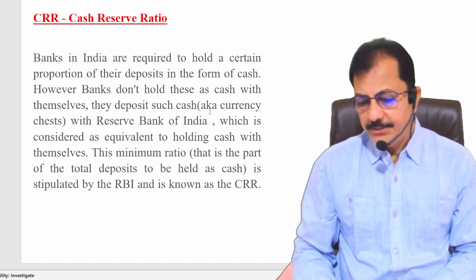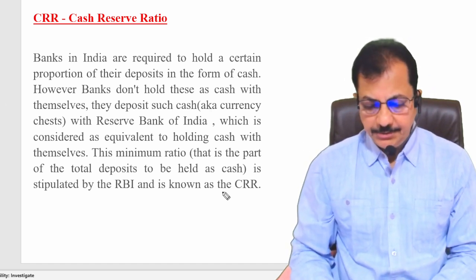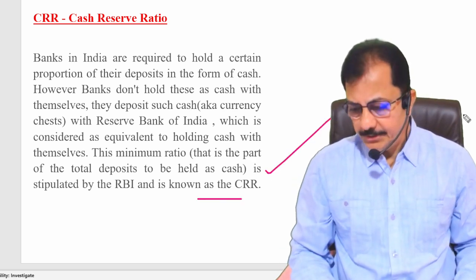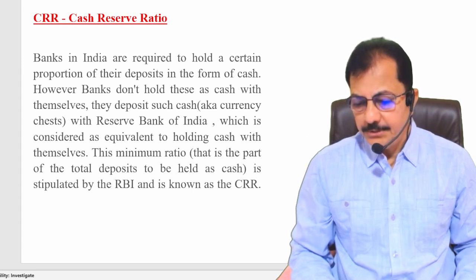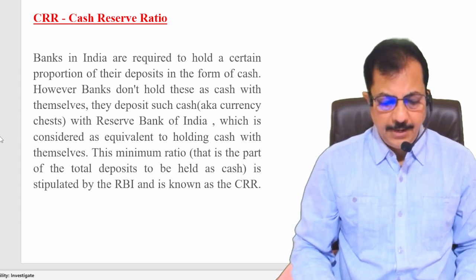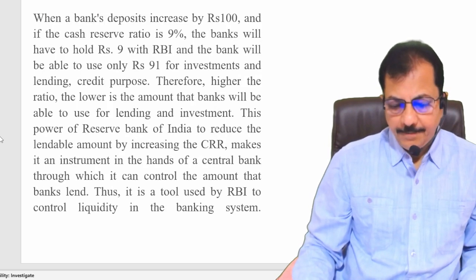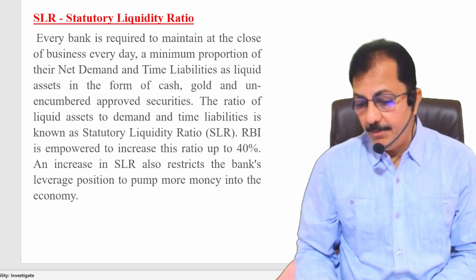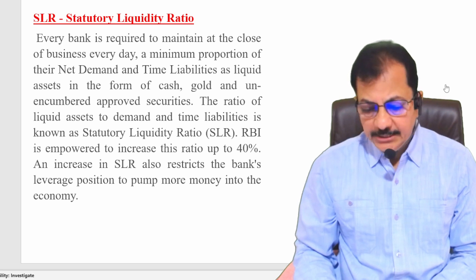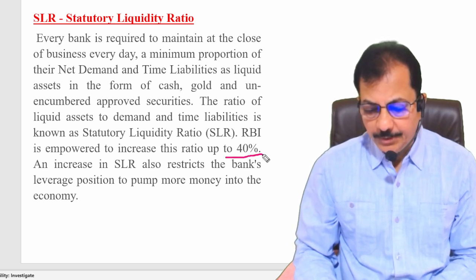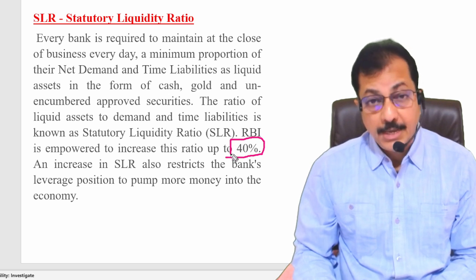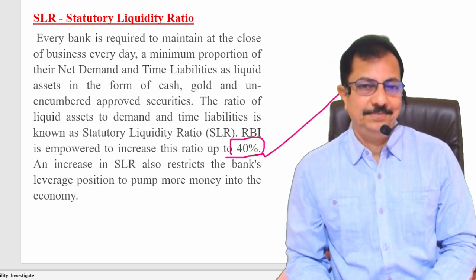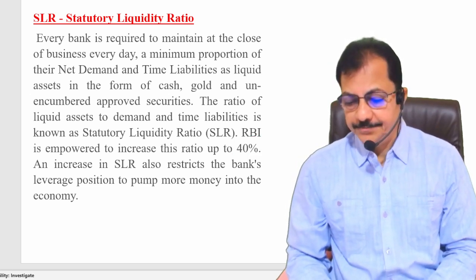CRR we have already discussed, and you know every point. Just go through these points. Fine. Next is the SLR. This also we have discussed, and kindly remember one point: the maximum SLR limit can be 40%. Please remember. Currently how much? 18%. But maximum it can be up to 40%. Am I clear? Next.